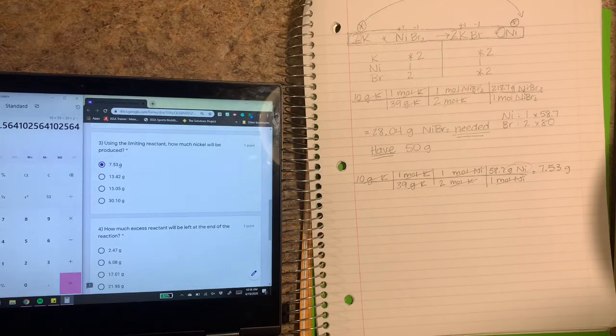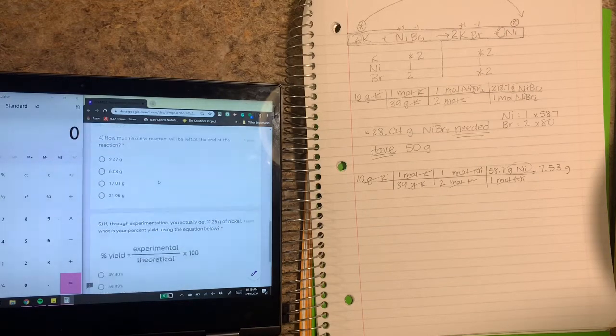And if you don't have a possible answer that's close, so let's say instead of 7.53, you got like 3.53, that's not very close to this. You might want to check your work because you probably did something wrong. Okay, so let's go on down to number 4.